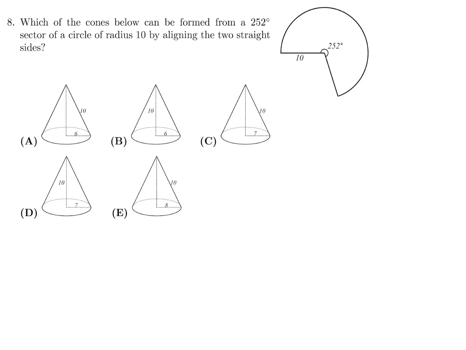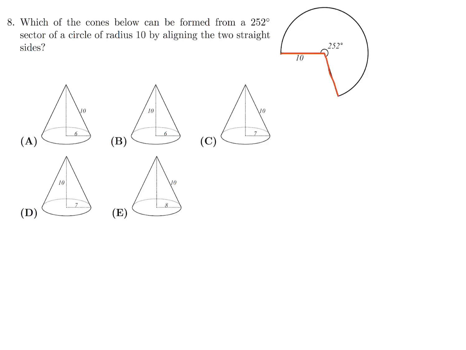Which of the cones below can be formed from a 252-degree sector of a circle of radius 10 by aligning the two straight lines? All right, so they've got this circle here, and they've cut out a piece, and they're going to join those two segments together. When they join them together, you glue them together, I guess, they're going to form a cone. All right? So they want you to figure out, of the 5 answer choices, they're all the same. The only differences are the numbers that they've labeled on the cone. Which one of those numbers is correct?